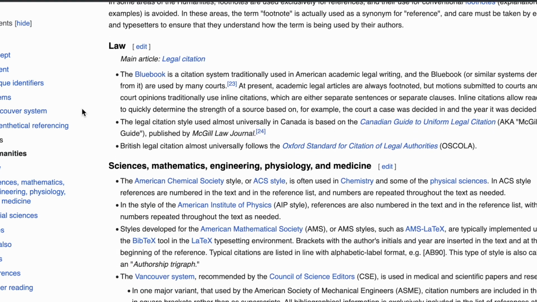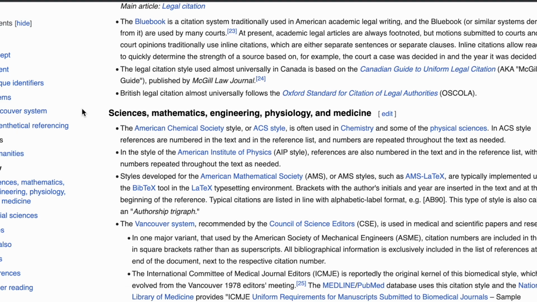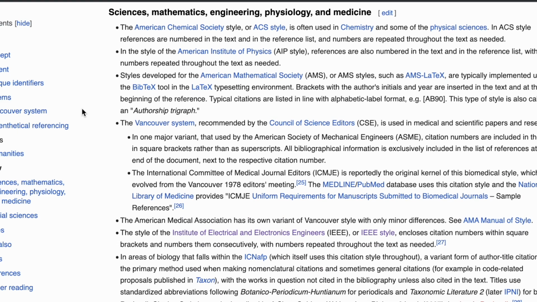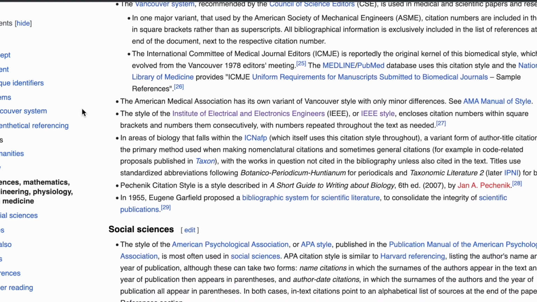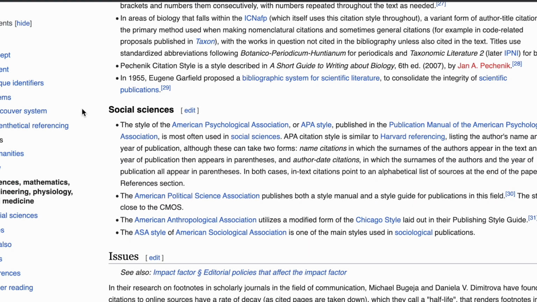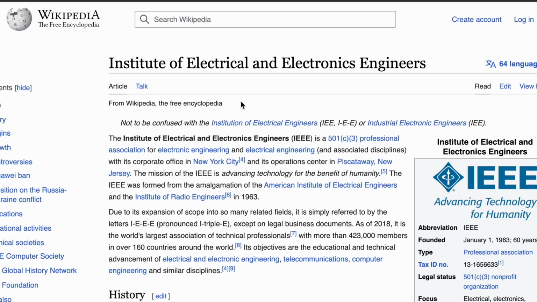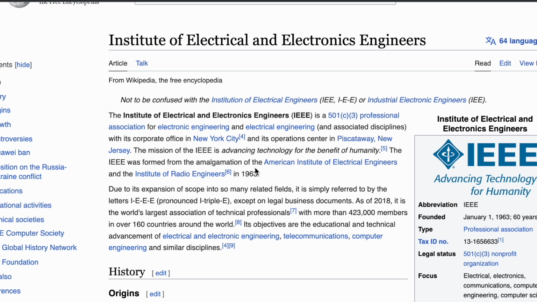From there, of course, law has its own internal citation system. Many different branches of the sciences have their own preferred citation systems, as well as in the social sciences. And something you're probably interested in looking at would be the IEEE citation system, which is created by the Institute for the Electrical and Electronics Engineers.